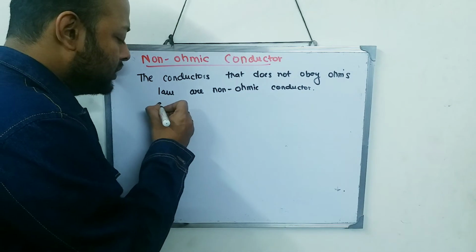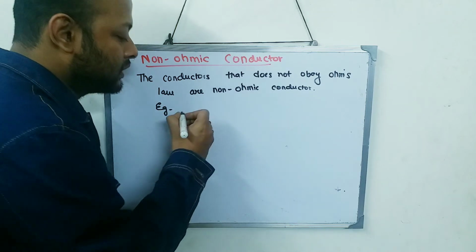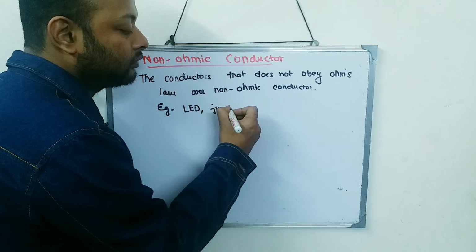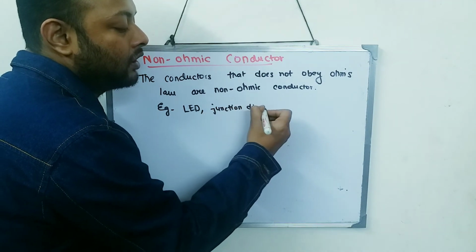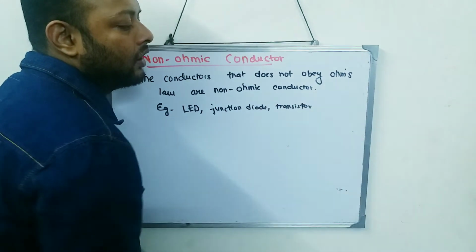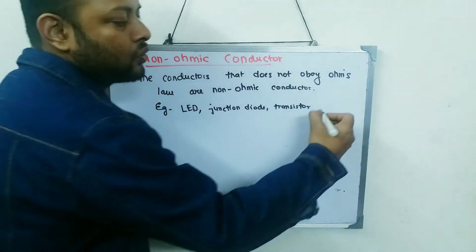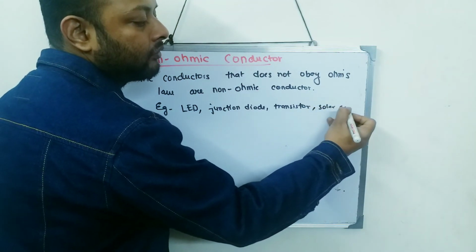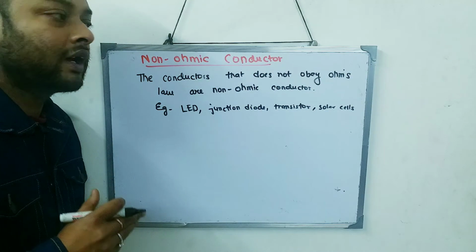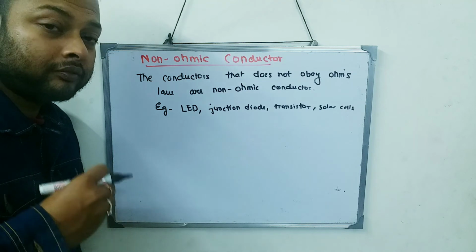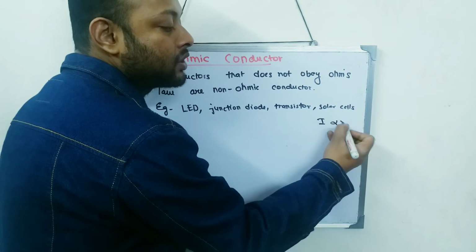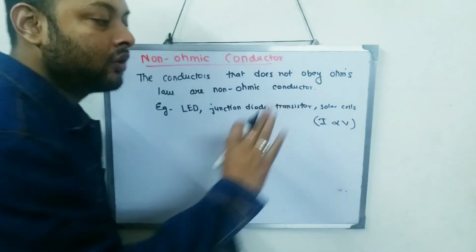So what are the examples of it? First, let me give you the examples. The examples can be LED, junction diode, transistor, and many more. Even solar cells. So these are all examples of non-ohmic conductors, and non-ohmic conductors are the ones which do not obey Ohm's law, meaning they do not follow I is proportional to V.